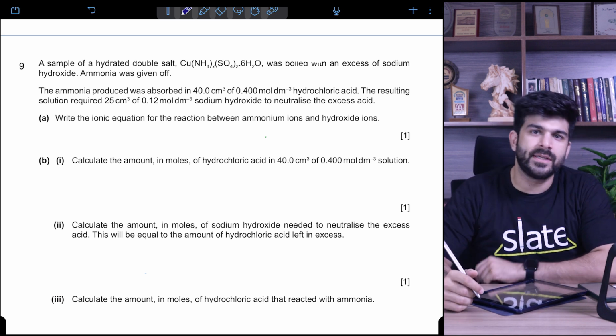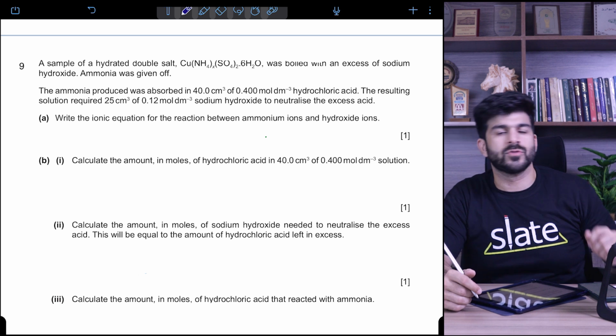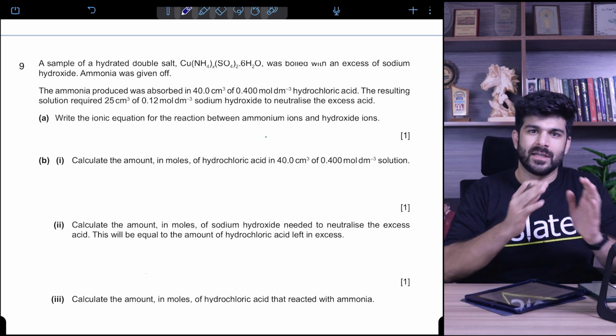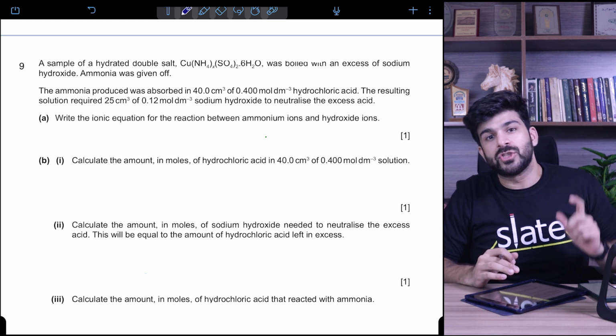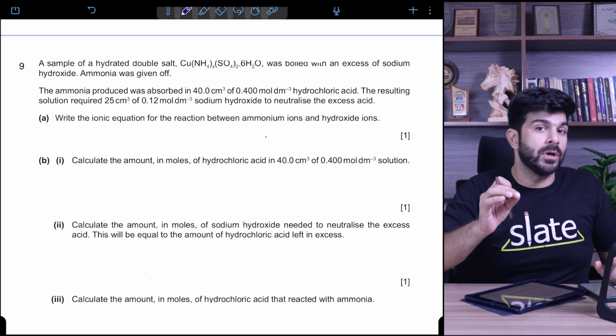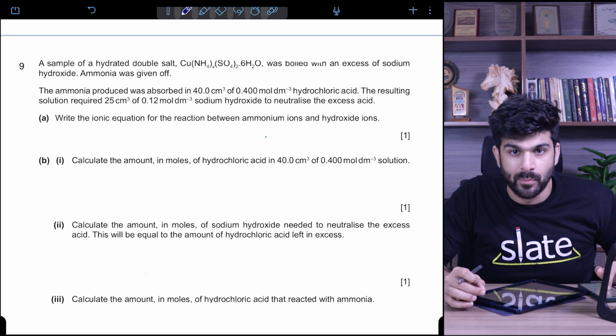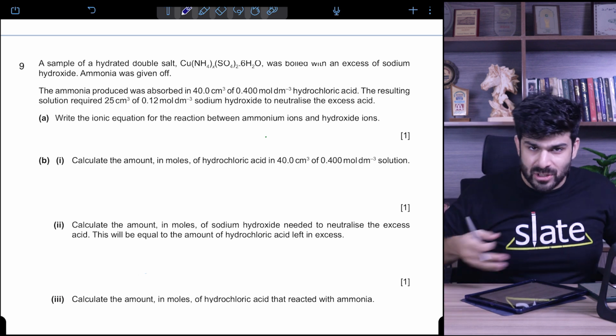In the last lecture we solved a few questions of stoichiometry. So let's solve two more questions in this lecture so that we can jump on to the next topic of combustion analysis in moles. So let's look at this question.